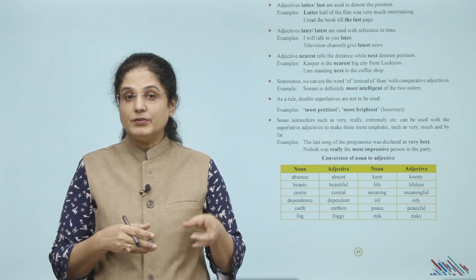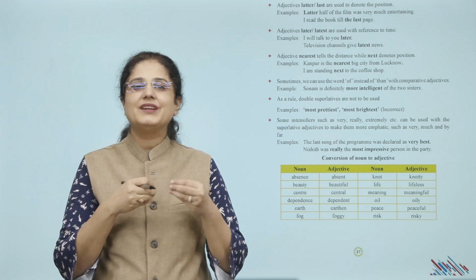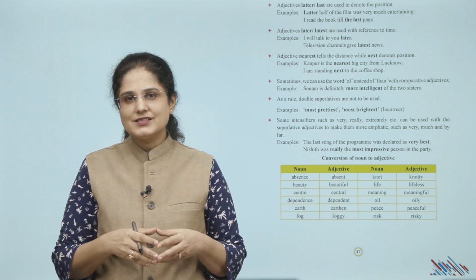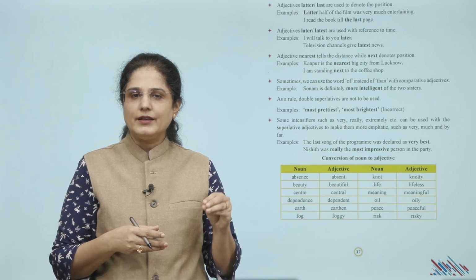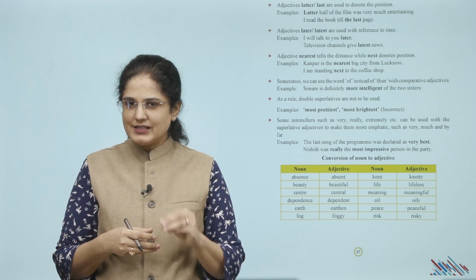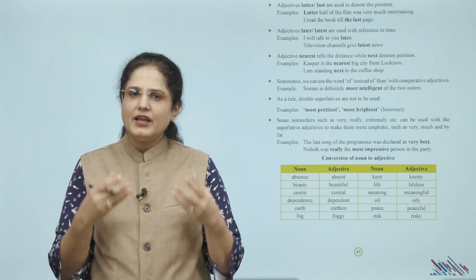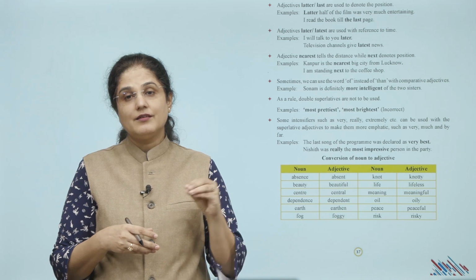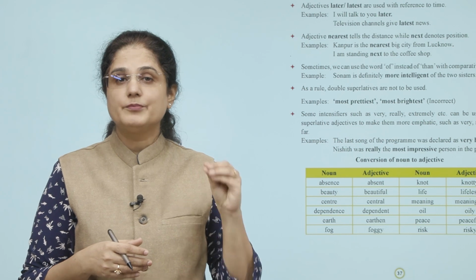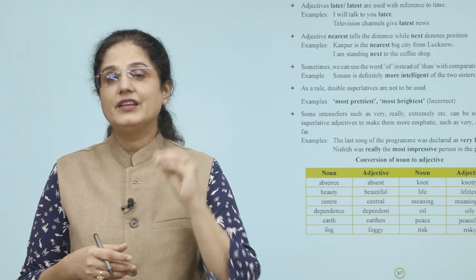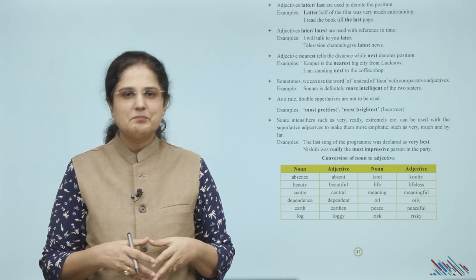As a rule, double superlatives are not to be used. For example, most prettiest, most brightest, these are incorrect. Then some intensifiers such as very, really, extremely, etc. can be used with the superlative adjectives to make them more emphatic, such as very, much and by far. For example, the last song of the program was declared as very best. Nishit was really the most impressive person in the party.